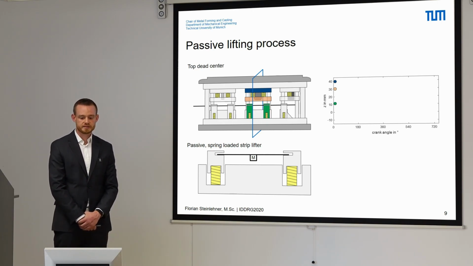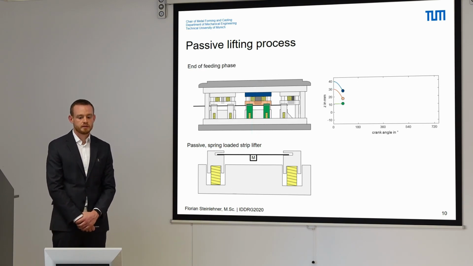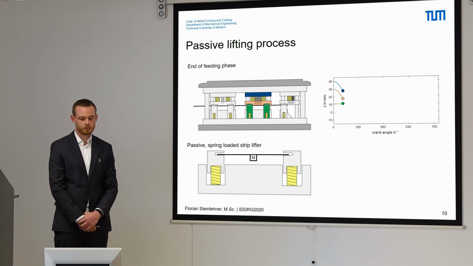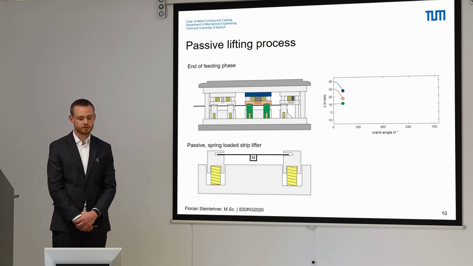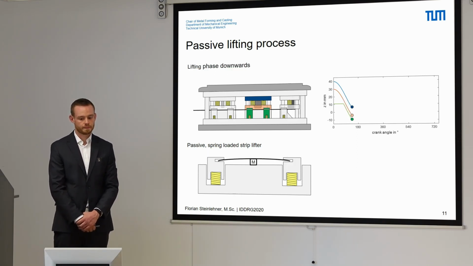Beginning at the top dead center of the stroke, the top plate is at its upper position and the binder is connected to its wire springs. The spring-loaded strip lifter holds the strip in its upper position at feeding level. The press ram is then pushing the top plate and the binder simultaneously in a sinusoidal curve in a downwards direction until the binder has contact with the strip and the strip lifter.